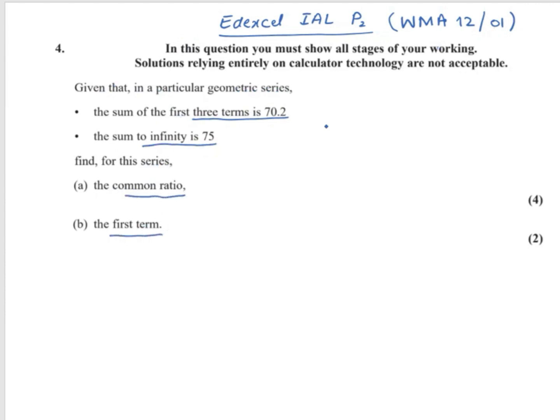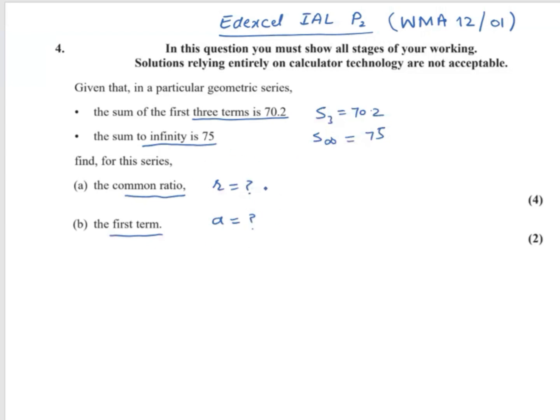Now focus on the data which is given to us. The sum of the first three terms, S3, is 70.2, and the sum to infinity, S infinity, is equal to 75. Now what is to be determined? We have to determine the common ratio R and the first term A of the geometric sequence.